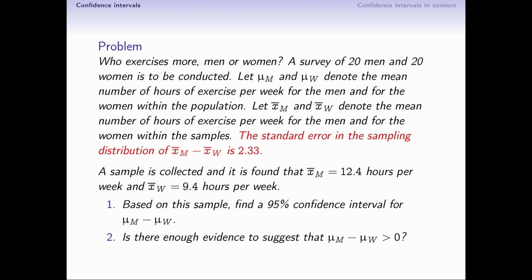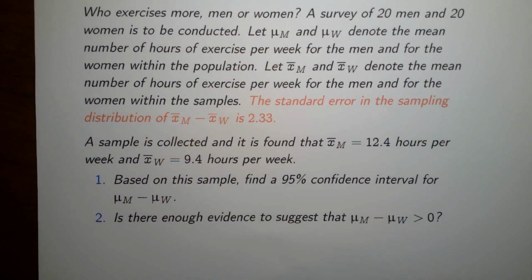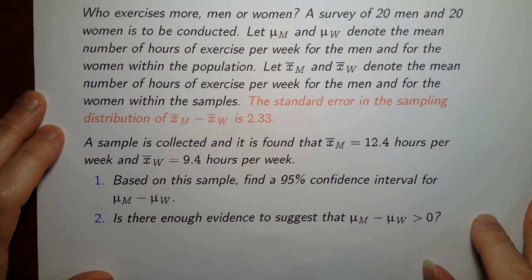But now we want to build a confidence interval for the true difference in the means. So, based on this sample, find a 95% confidence interval for mu sub m minus mu sub w, and then we'll ask a follow-up question. Is there enough evidence to suggest that mu sub m minus mu sub w is positive? Let's work out the details to this problem.